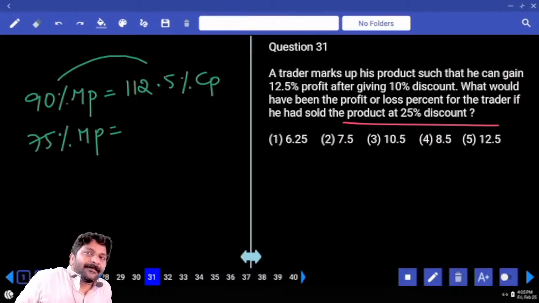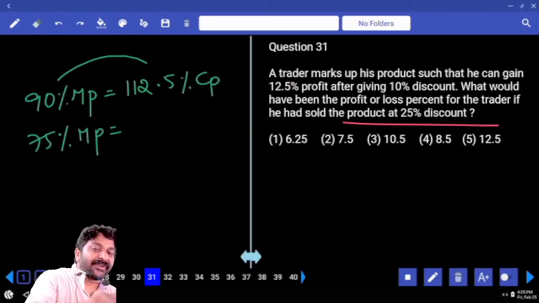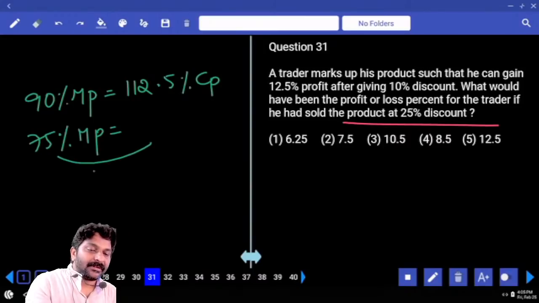What is half of 90? Again half. 20. That means 1/4 increased or 1/4 decreased? 1/4 increased. So even in the second case also, we have to increase 1/4, correct? Tell me what is 1/4 of 75? 1/8.